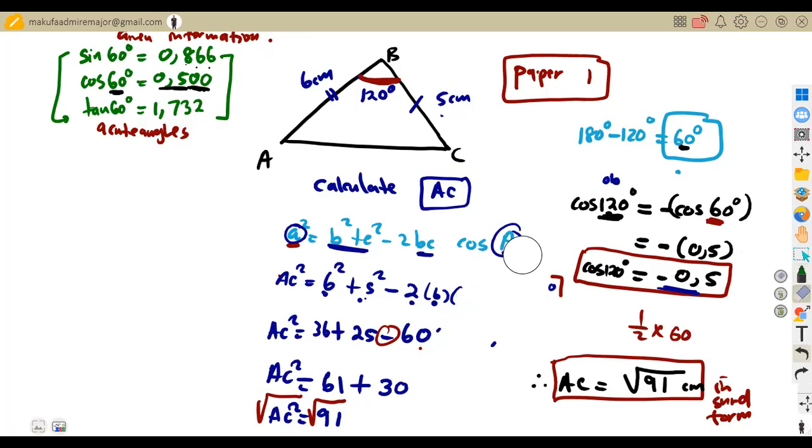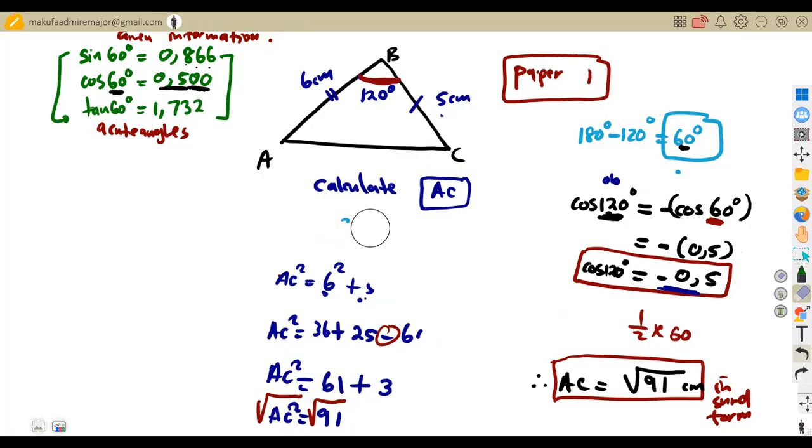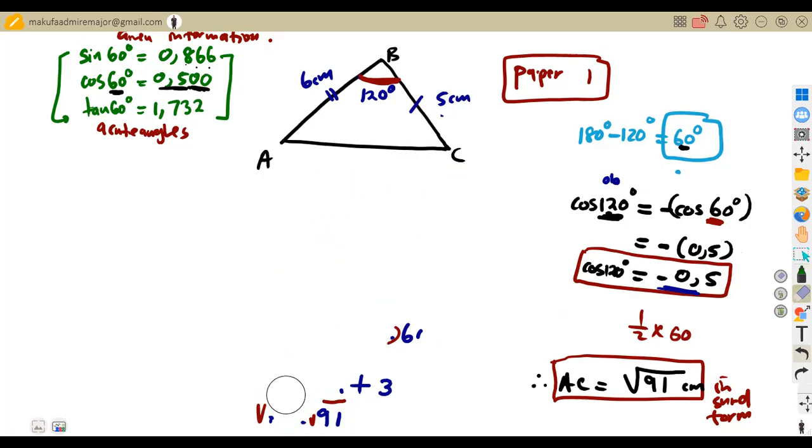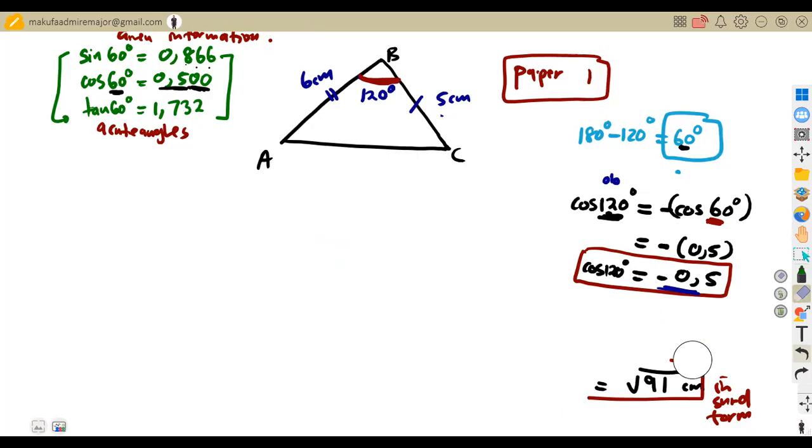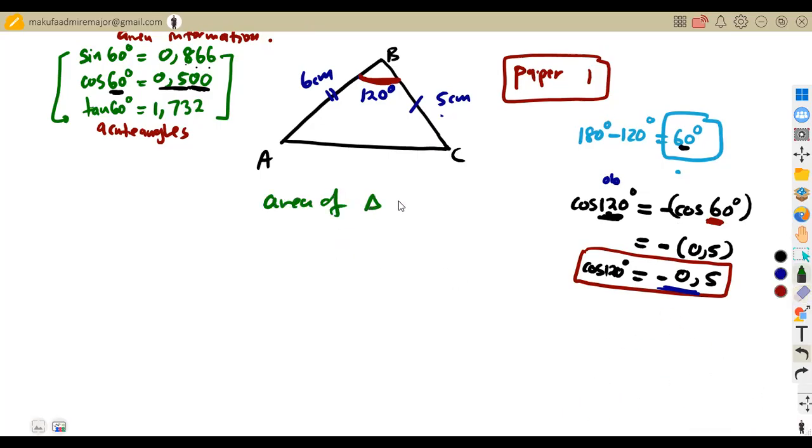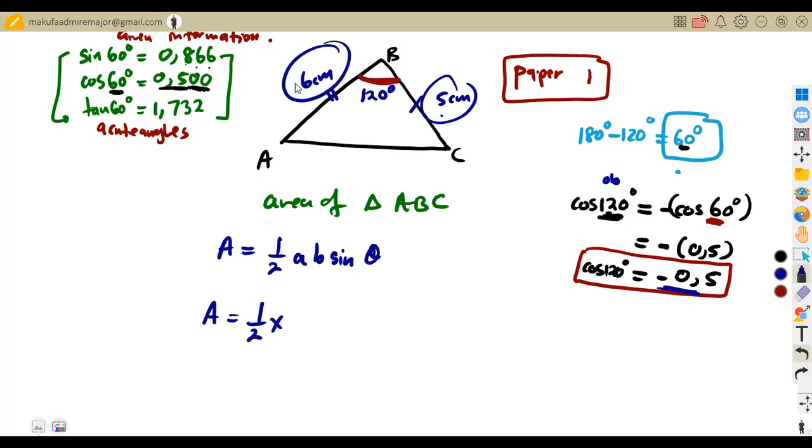From the same question, they might even ask us to calculate the area. Let's say we were being asked this time to calculate the area of triangle ABC. It's a non-right angle triangle, and the only option that we have for the area is to use the formula: area is equal to half ab sine theta, whereby theta is the included angle. So we're going to have half of 6 times 5 times the sine of 120 degrees.